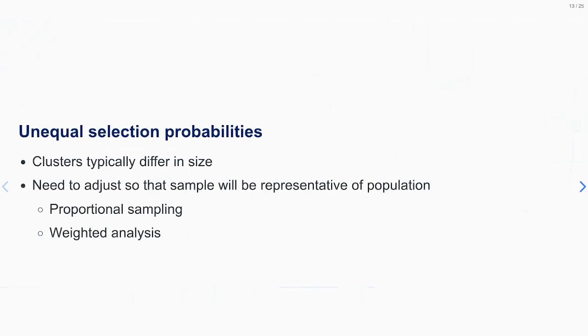But here's the problem. Clusters typically differ in size. And because they differ in size, we could have unequal selection probabilities. And so there is a need to adjust so that the sample will be representative of the population. There are two methods that are used to adjust for unequal selection probabilities. The first one is proportional sampling, and the second is weighted analysis.